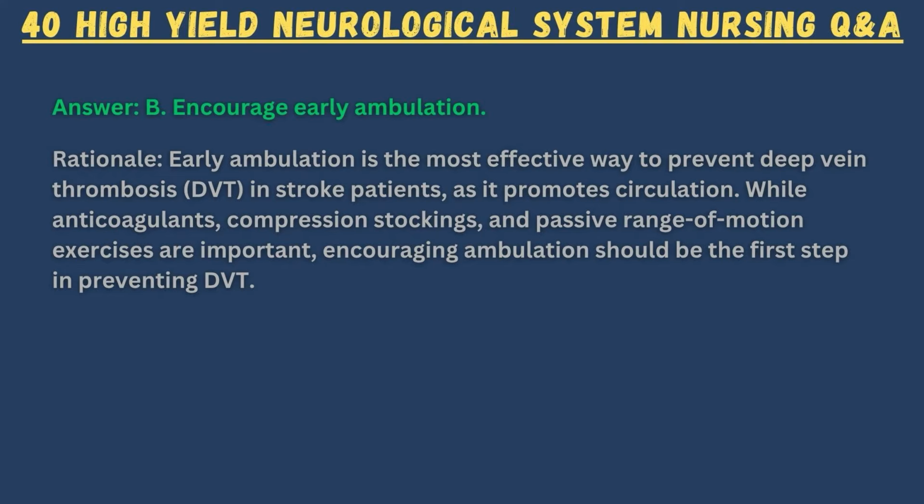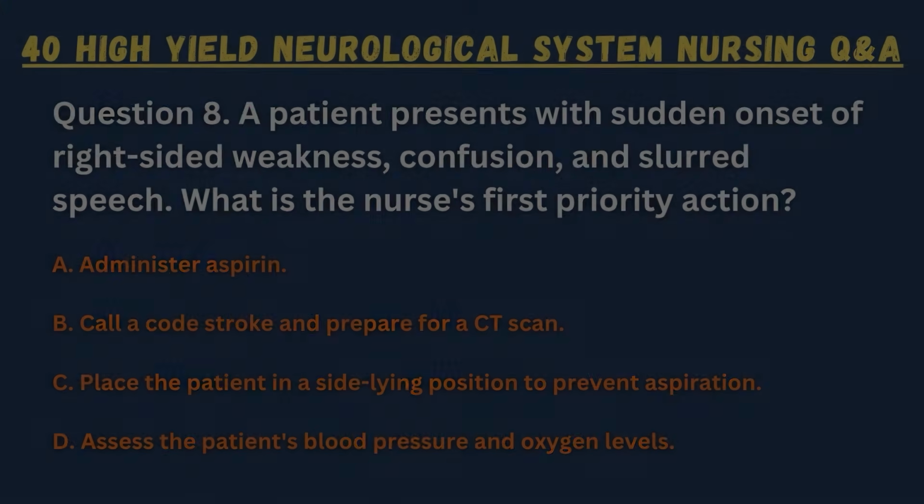Rationale: early ambulation is the most effective way to prevent deep vein thrombosis, DVT, in stroke patients, as it promotes circulation. While anticoagulants, compression stockings, and passive range of motion exercises are important, encouraging ambulation should be the first step in preventing DVT.